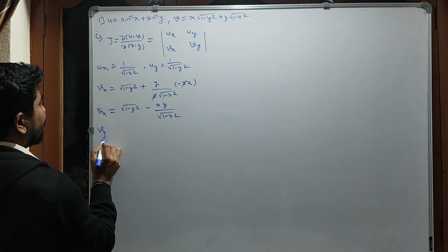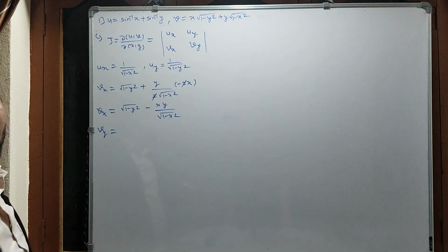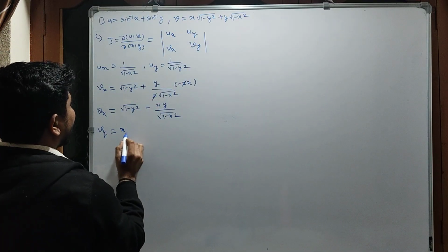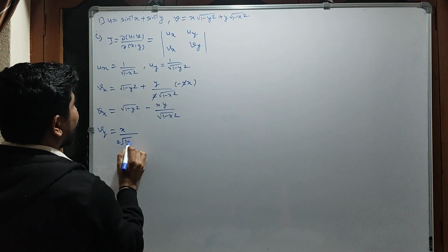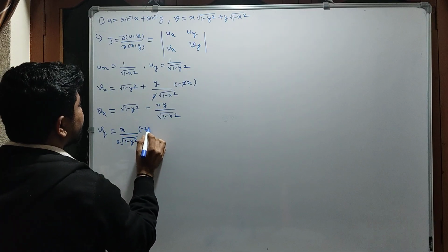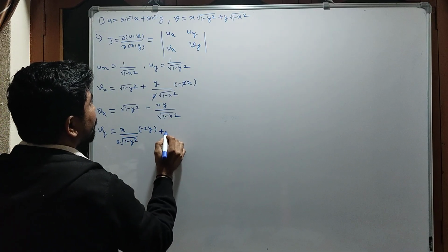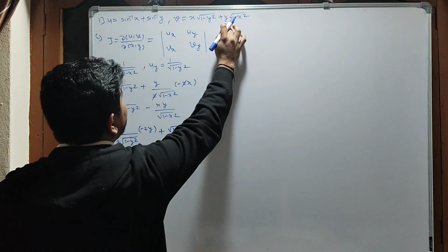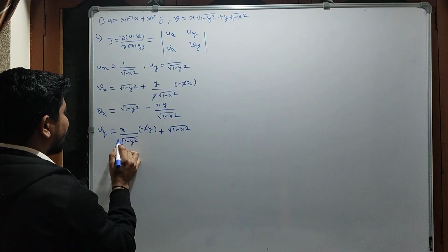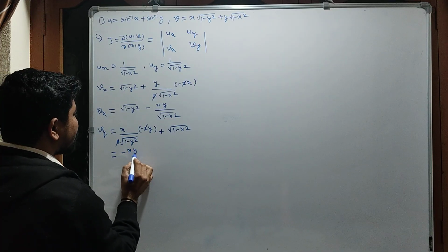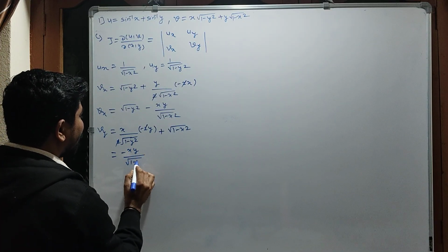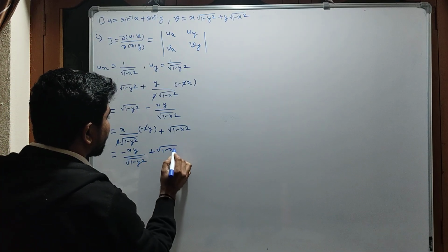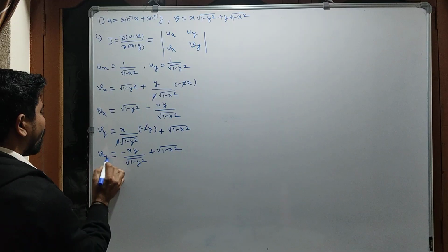In the same way, I want to find the partial derivative of v with respect to y. So x by 2 root 1 minus y square into 2y, plus the simple 1 minus x square. Derivative of y with respect to y is 1. Therefore 2 gets cancelled, which is equal to minus xy by under root 1 minus y square plus under root 1 minus x square. So this is my vy.